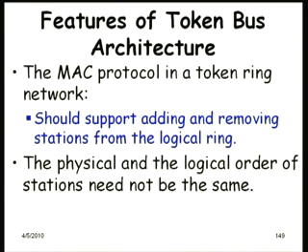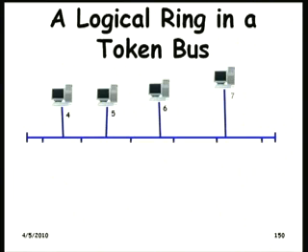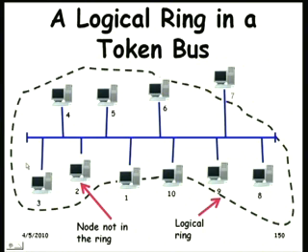The other thing is that the physical and logical order of the stations may not be the same, and also all the stations on the bus need not be on the ring. I will just show you with an example, that even though there are many computers attached to a bus, all of them may not be on a ring. Just see here, this is not included in the ring, so it is on the bus.